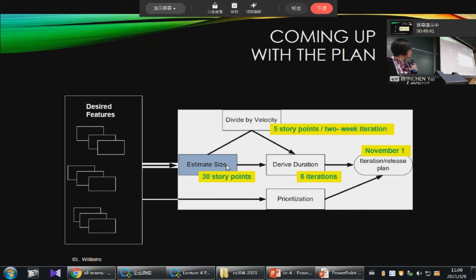points. Okay, since we reached the first half of the lecture, we will take a break and then we will come back with the rest of the lecture.